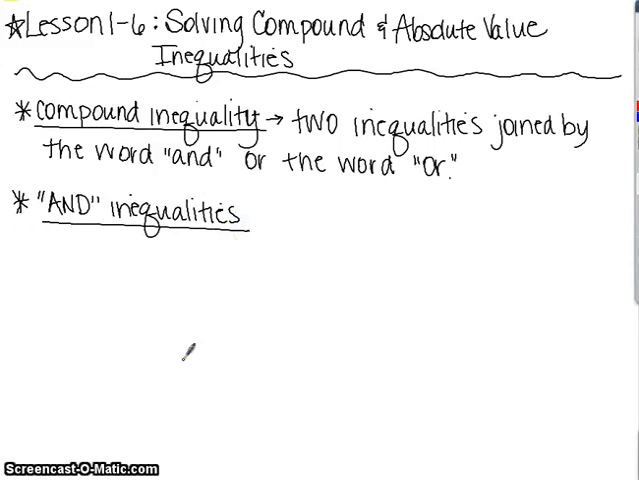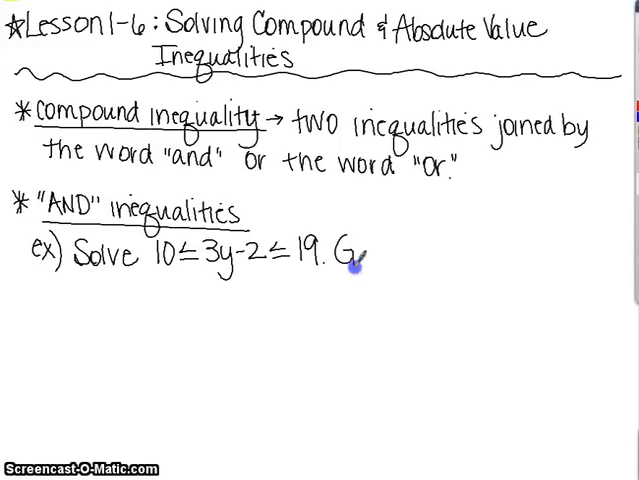Okay, these are the ones that kind of look like one big long inequality. There's not really a break. You've seen these before. They're all just put together in one big one. So here's an example of what an and inequality looks like. We want to solve 10 less than or equal to 3y minus 2 less than or equal to 19, and then graph the solutions on a number line.